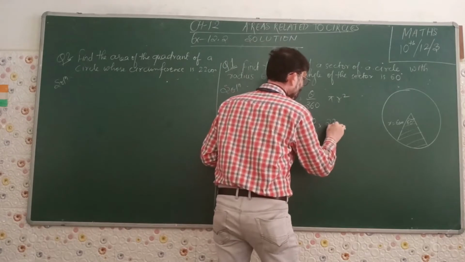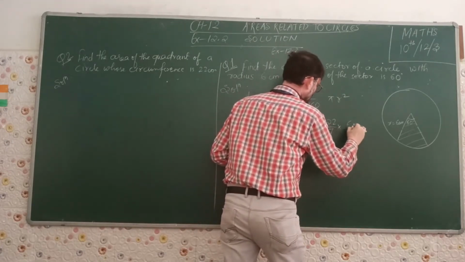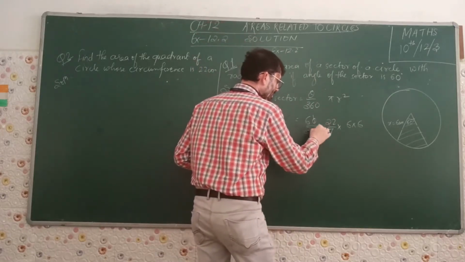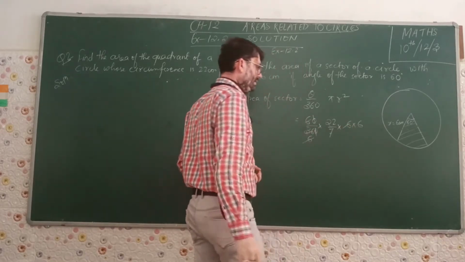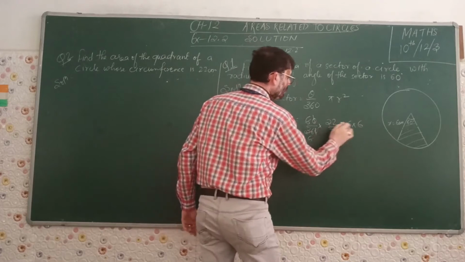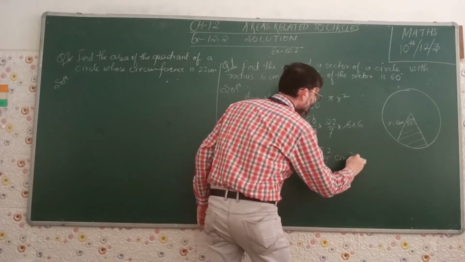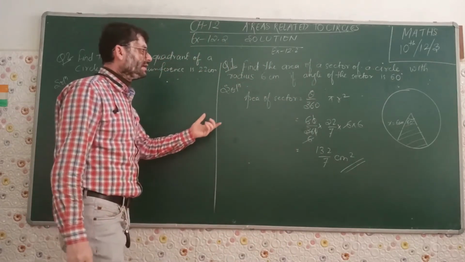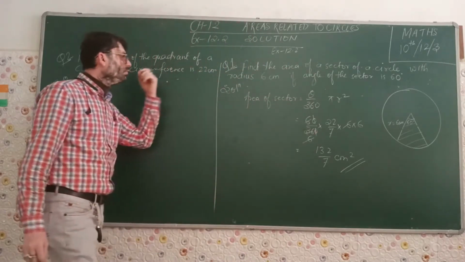Suppose we take 22/7 into, the radius is 6 into 6. Let us simplify it. 60 upon 360, 6 cancels. So this is 22 into 6, 132/7 centimeter square. So this is the required area of the sector for the given question number 1. Let's move on to question number 2.